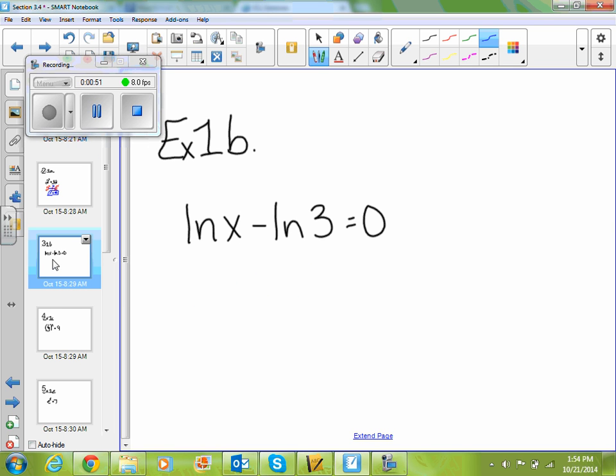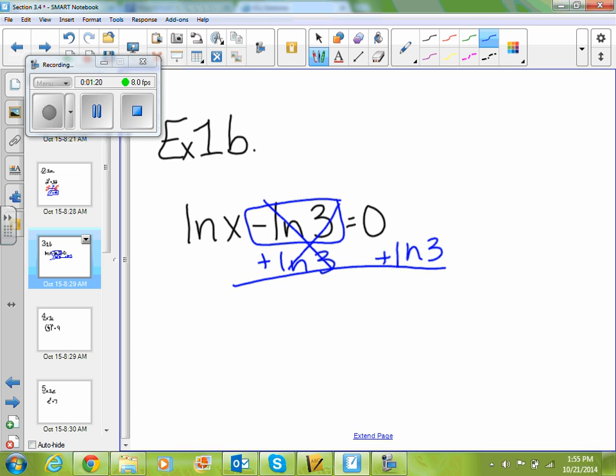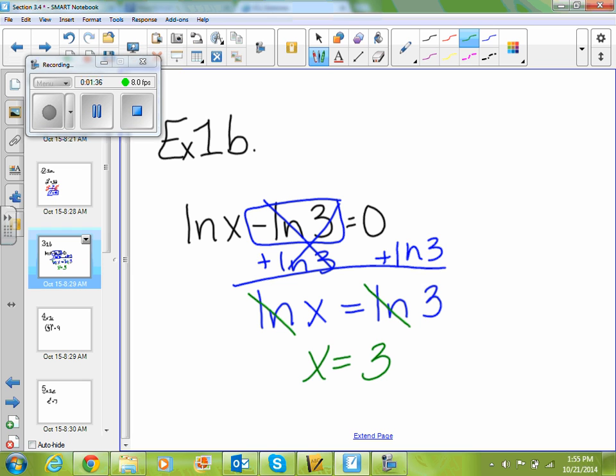Okay, if I look at example 1b, I have the natural log of x minus the natural log of 3 equals 0. Okay, so then I need to get this to the other side. So I'm going to add the natural log of 3 to both sides, making those cancel, so that I can get the natural log of x by itself, because I'm always trying to get x by itself. So I get the natural log of x equals the natural log of 3, which again, by my one-to-one property, tells me that then x equals 3.